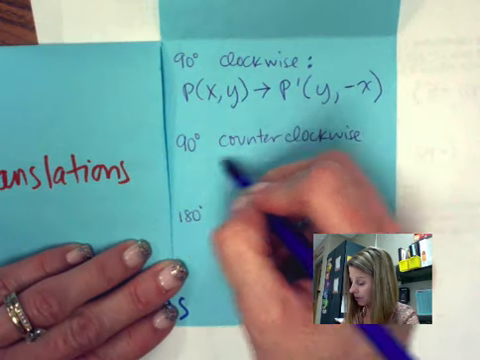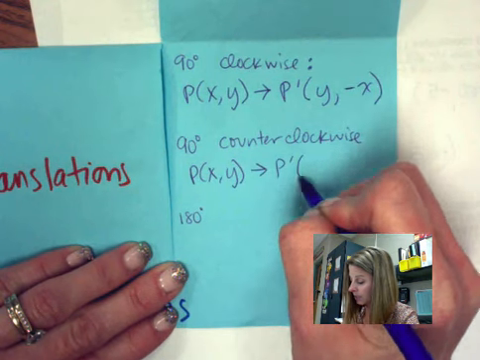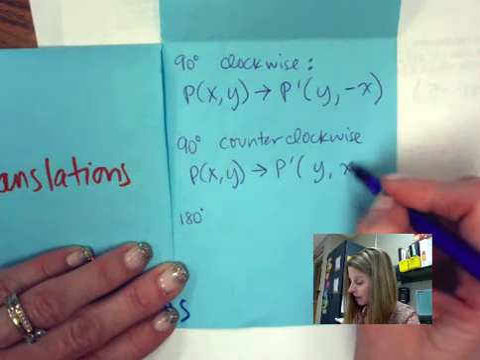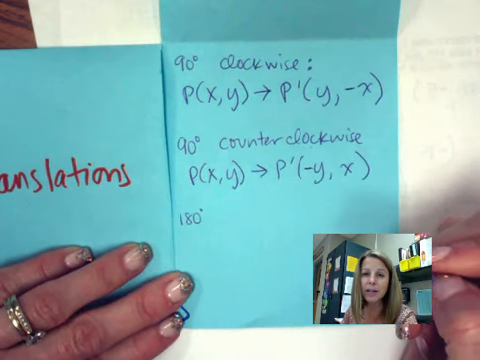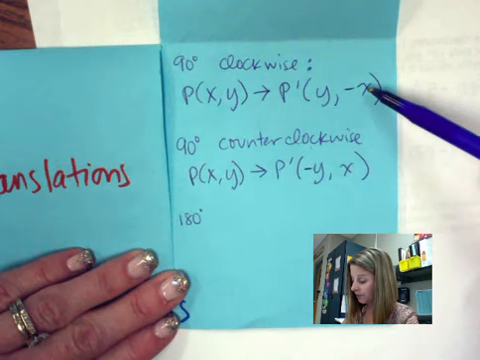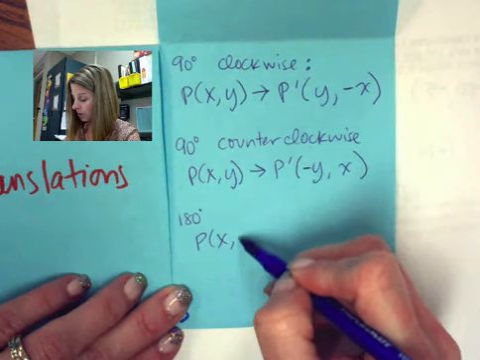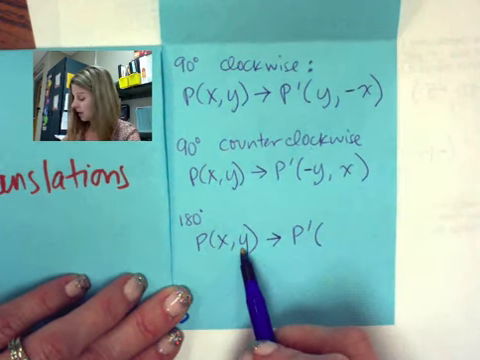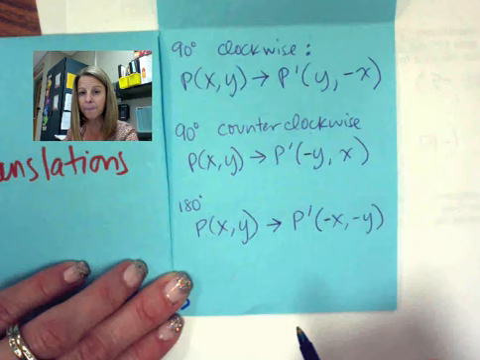Okay? On a counterclockwise, so for every point P, when I do a 90-degree counterclockwise, these are still switching, so it's still going to be y, x, but instead of my x being negative, my y will turn negative. So this is one way that I'll try to have you remember it: the clockwise versus counterclockwise, they switch. The first one is negative x, the second one is negative y. Now the 180-degree rotation will look like this. For every point (x, y), they're not going to switch, but they are both going to turn negative. So it's going to say (-x, -y).